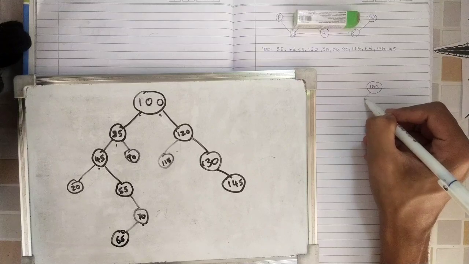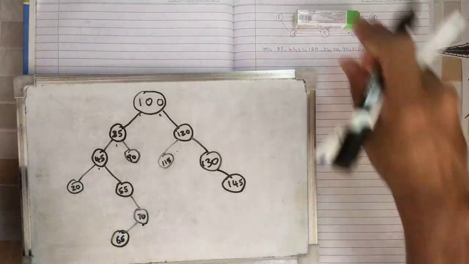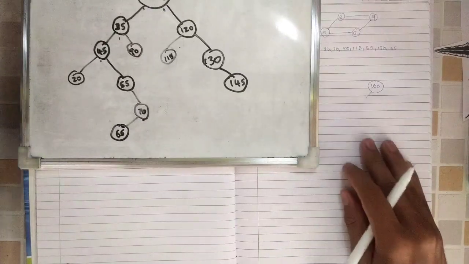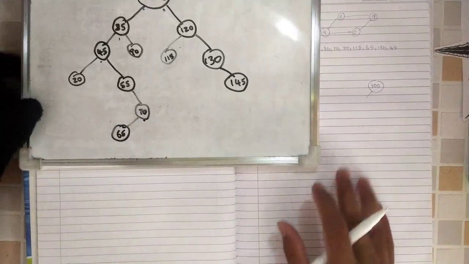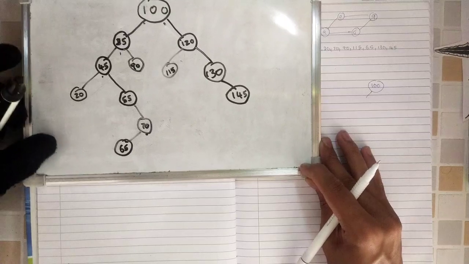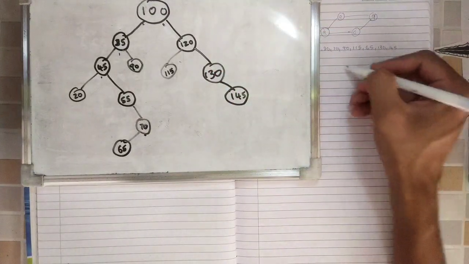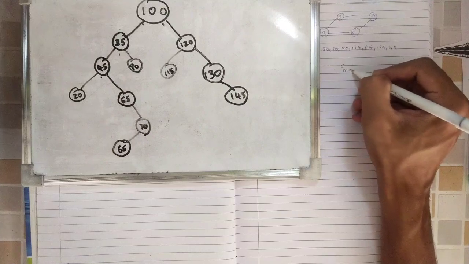Or else let it be here as it is. We will do one by one in this part itself, or we will do here. Okay, so it's visible, right? Yeah, it is visible now. Now see here. First we will do in order. Okay, so in order traversal, what happens?